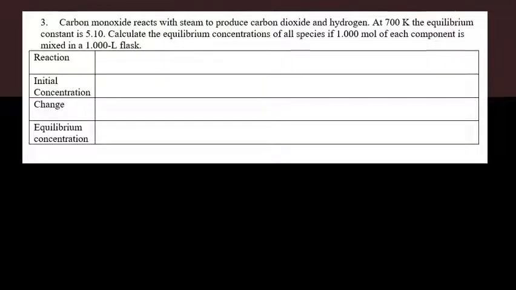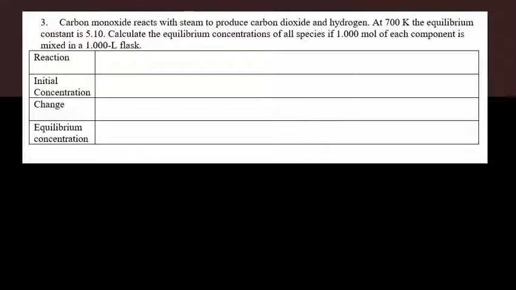Let's see another question. Carbon monoxide reacts with the steam to produce carbon dioxide and hydrogen. At 700 Kelvin, the equilibrium constant is 5.1. Calculate the equilibrium concentration of all species if 1 mole of each component is mixed in a 1 liter flask. So the difference between the previous question and this one is we have all the initial concentrations here. So how can we solve this one?